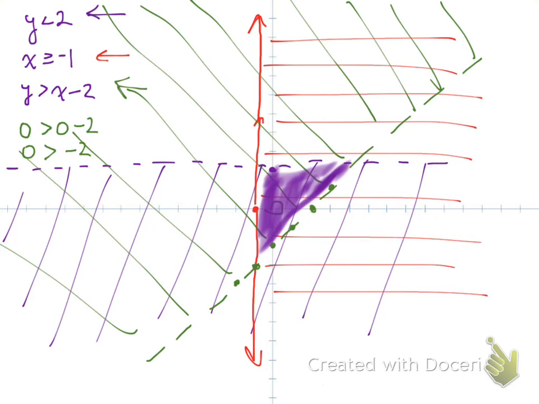If there are 2 inequalities, it gets shaded twice. If there are 3 inequalities, you're looking for the region that got shaded by all 3. Good luck as you go ahead and practice with this content.